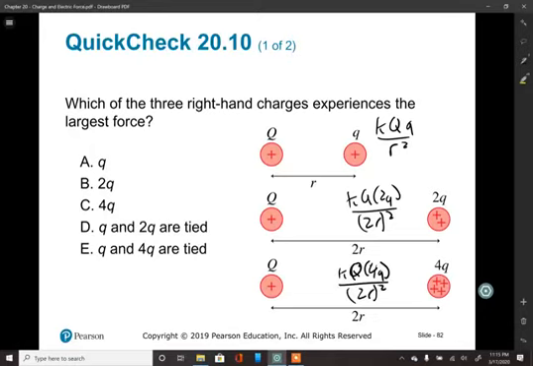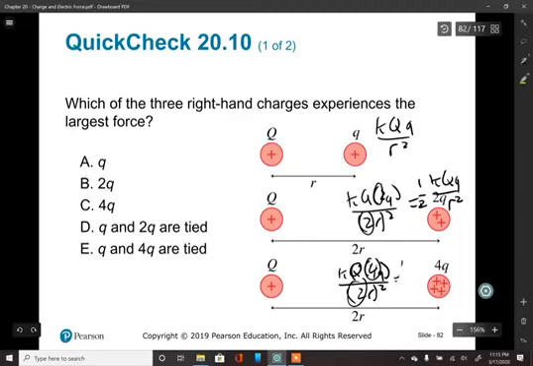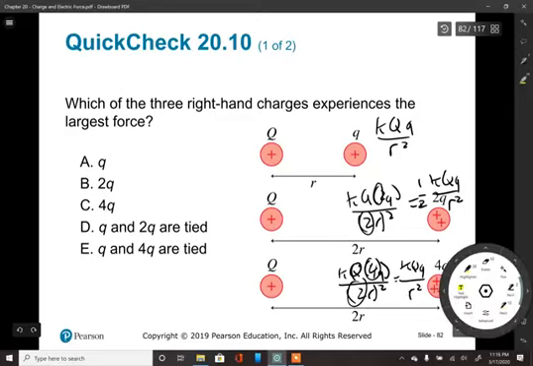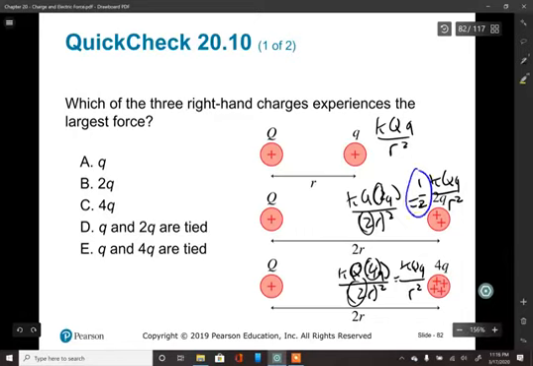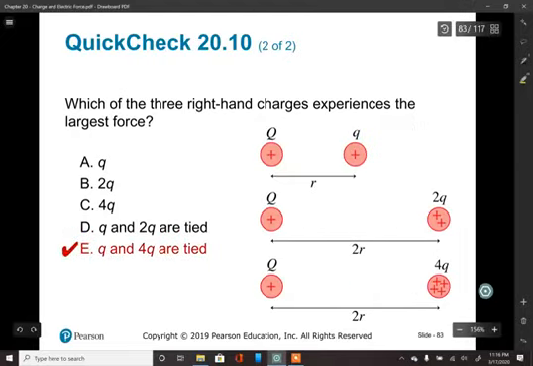And then all we need to do is simplify. For this one, we have a 2 and a 2 squared. That's a 1/2. This one we have a 4 and a 2 squared, which just cancels. So it's just kQq over r squared. And now I can compare. I see that here's a 1/2, and these don't have anything in front. So this one is the smallest, and the first and the third are tied, and that looks like option E.